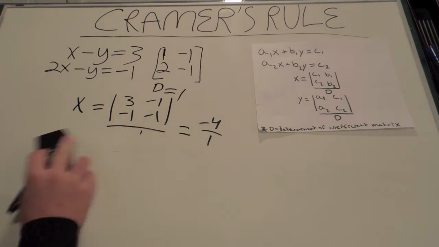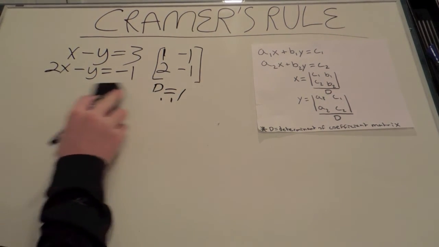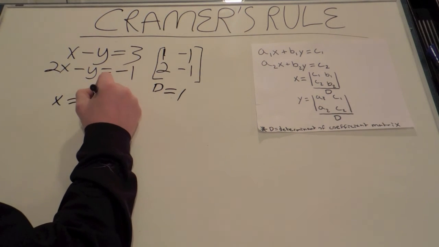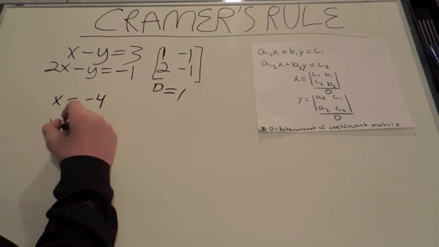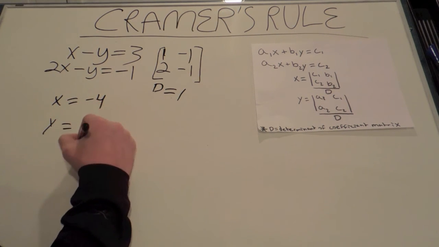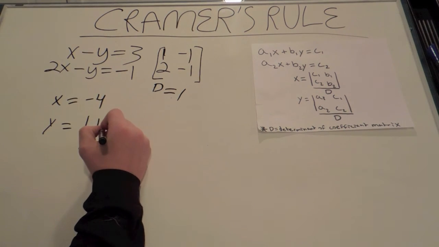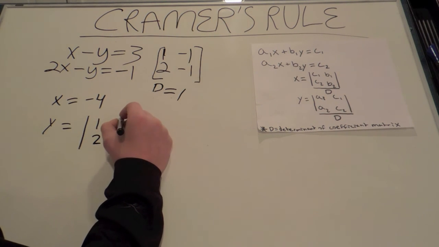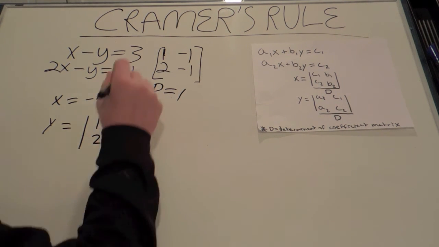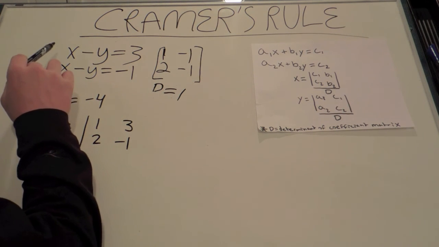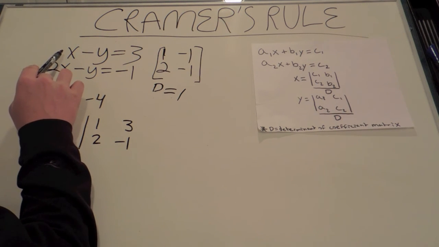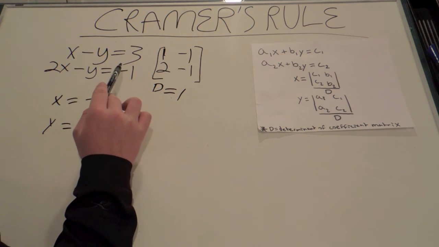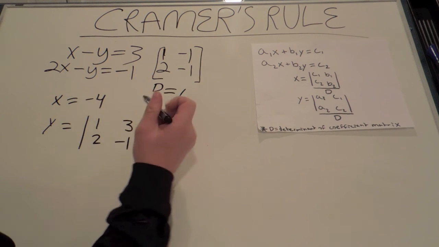Now that we found out what x equals, I'm just going to erase this for extra board space, but I'm still going to keep written that x equals negative 4. Now we solve for y. y equals the determinant of a1 being 1, a2 being 2, c1 being 3, and c2 being negative 1. A's are represented by the numbers next to the x's, B's are represented by the values next to the y's, and C's are represented by the values of the answers.